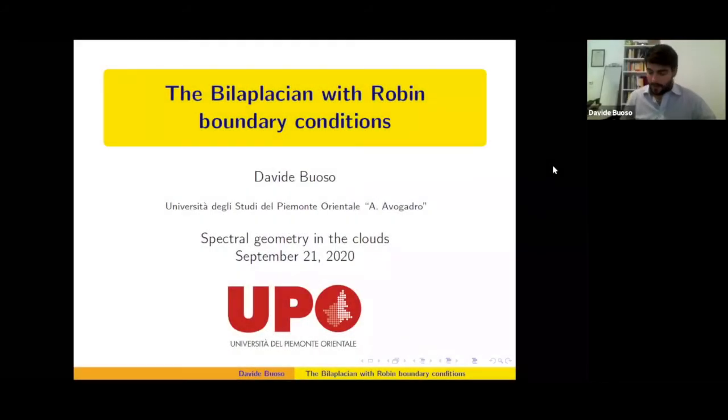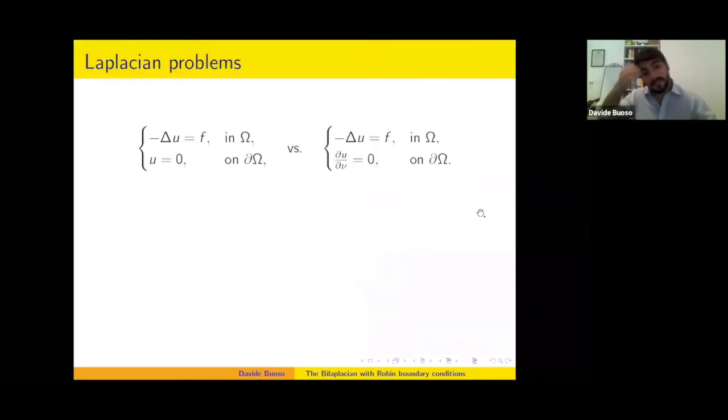So in order to start, let me start by recalling what happens for the Laplacian, because after all, we're going to be mimicking. I mean, it's not really mimicking, but the idea is more or less to create a similar problem for the Bilaplacian. So in the case of the Laplacian, whenever you consider an equation like minus delta u equal f, the two main boundary conditions that one may think of are Dirichlet and Neumann.